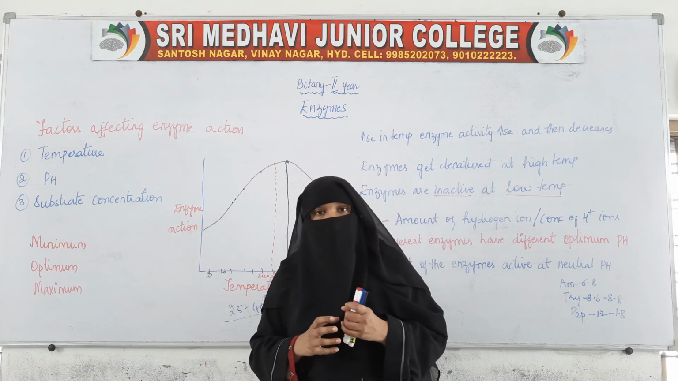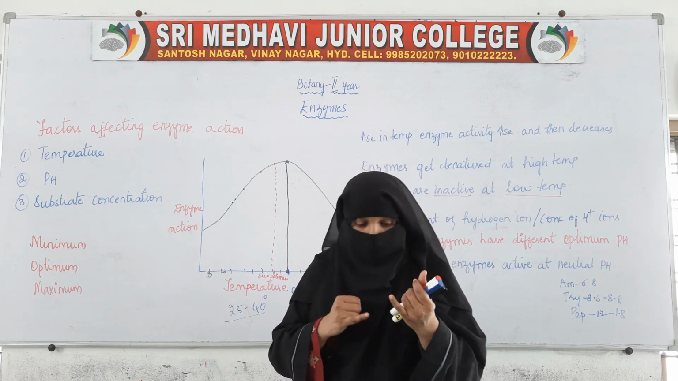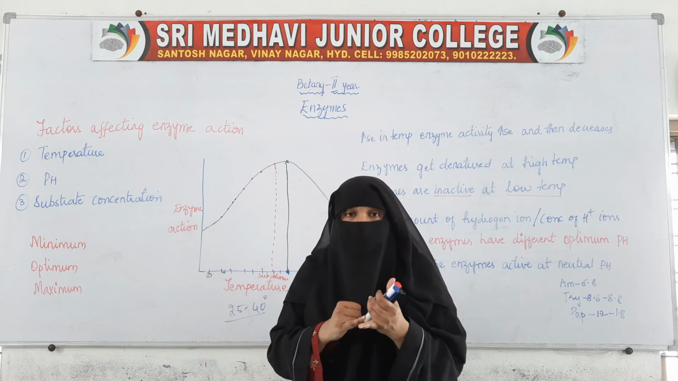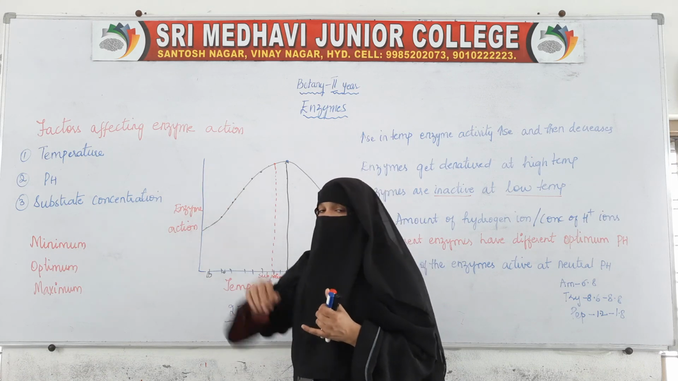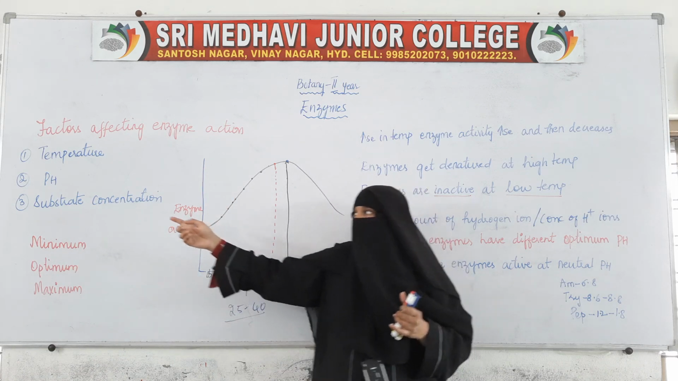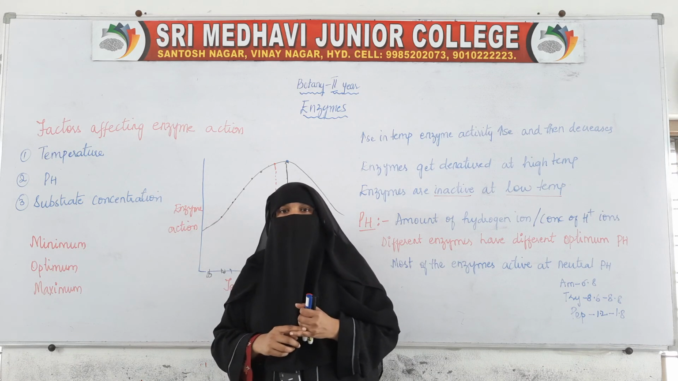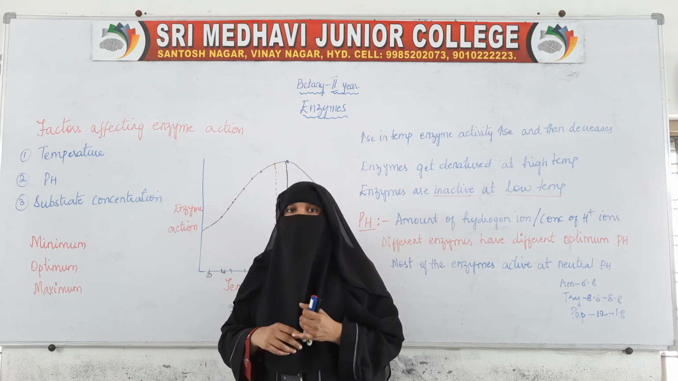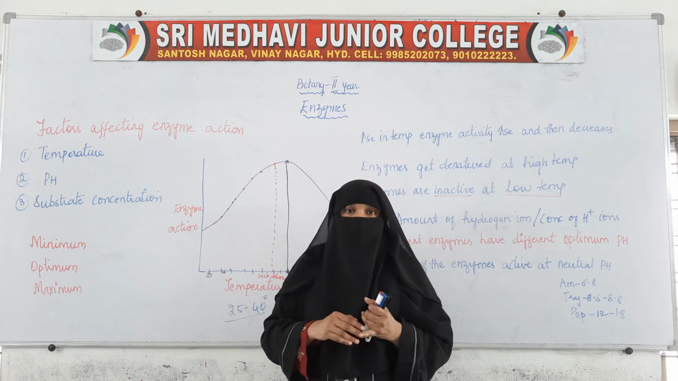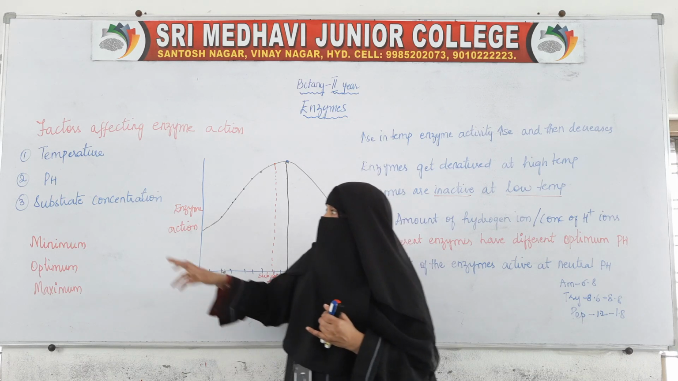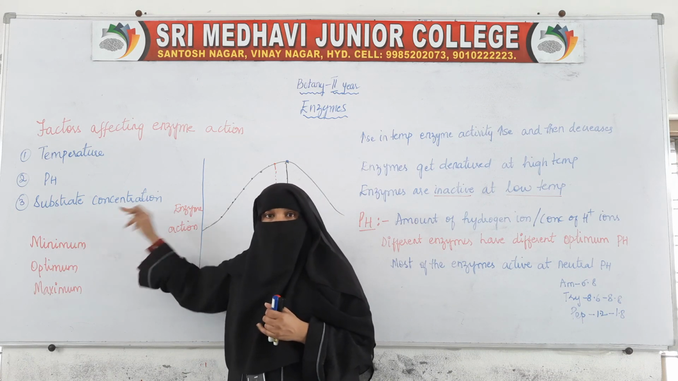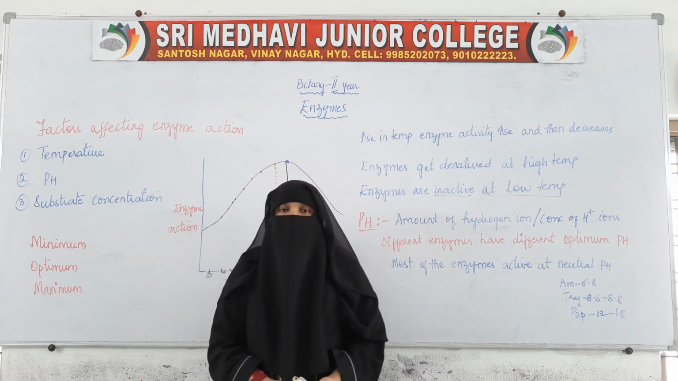So, this was about the two factors which affect the rate of enzyme action. One we have seen is the temperature and the other we have seen is the pH. Now, in the next video we will move on to the third factor which affects enzyme action, and the third factor is substrate concentration, which we will see in the next video.